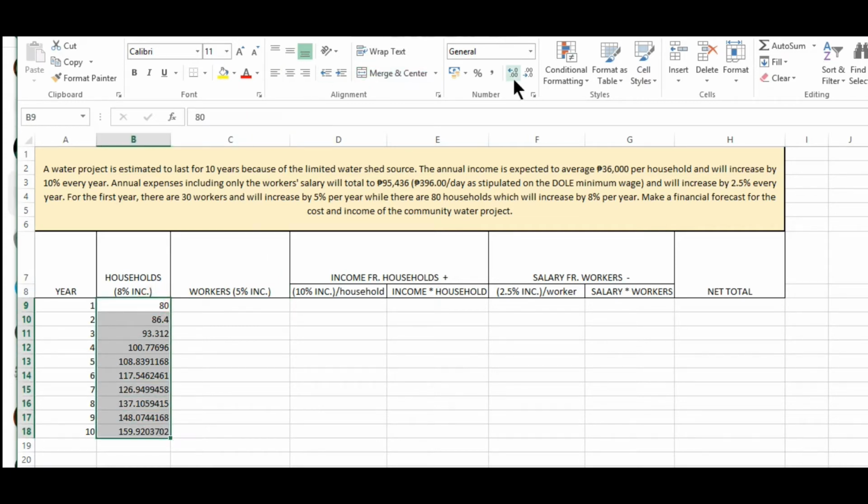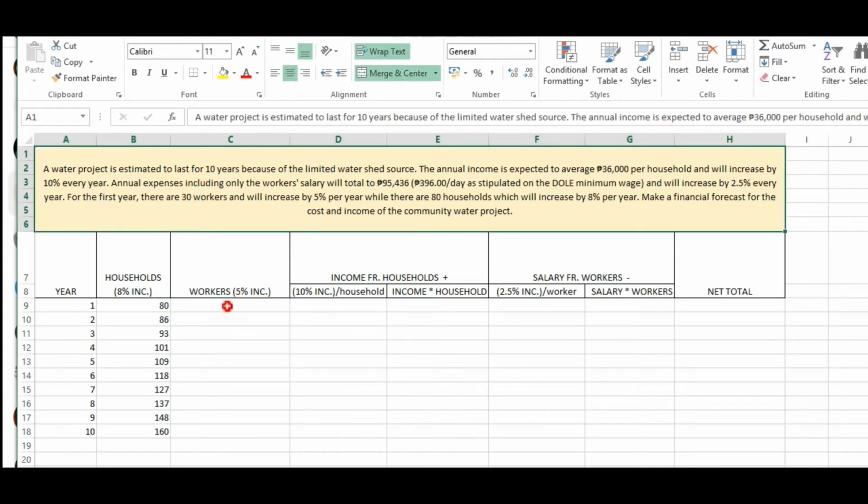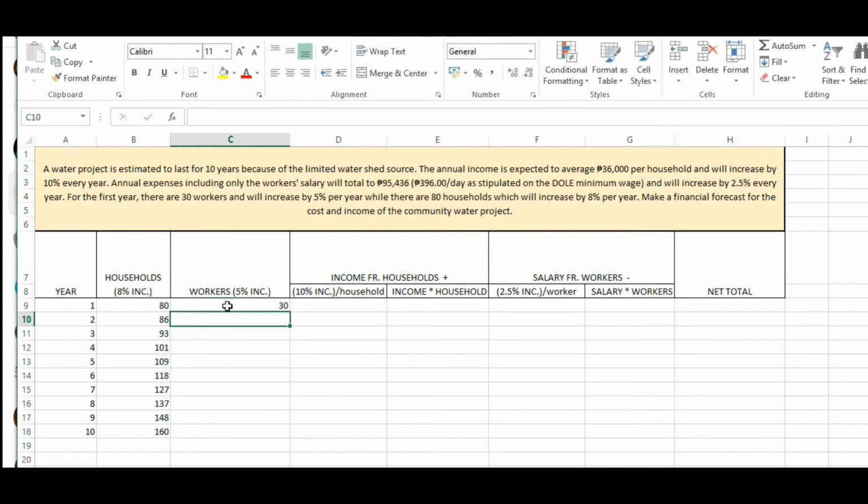So we're gonna round it off to the nearest whole number. Ayan, so ayan na ang 8% increase per year until the 10th year. And for the next, we have the workers. So, for the year 1, we are given that there are 30 workers here. So, let's put 30 workers.